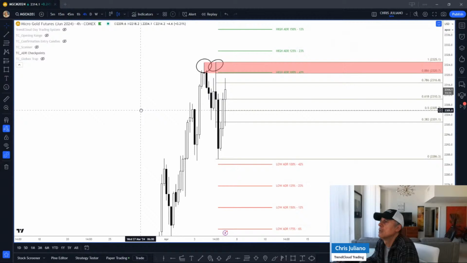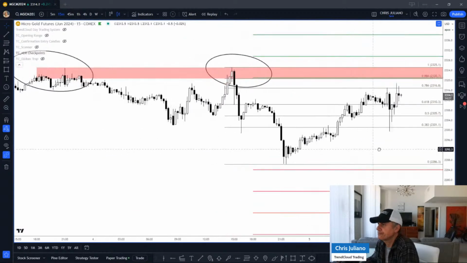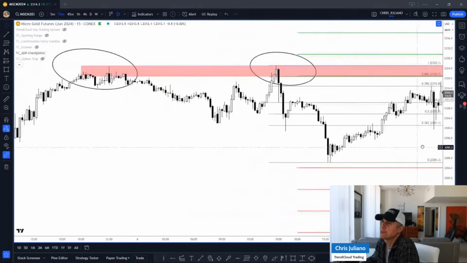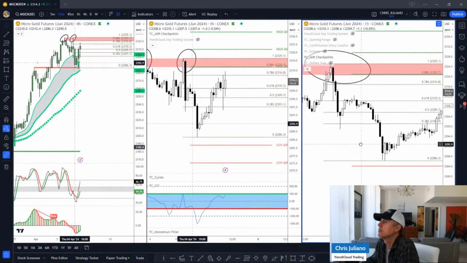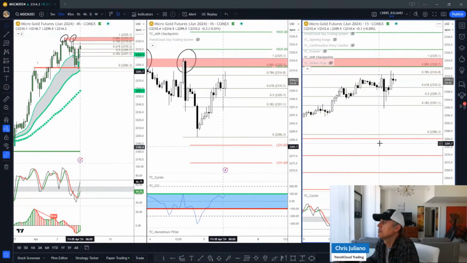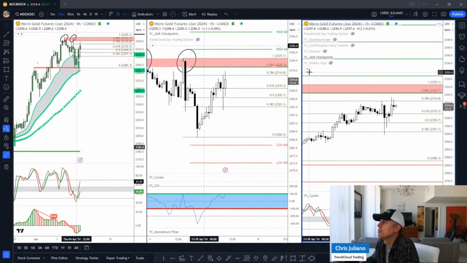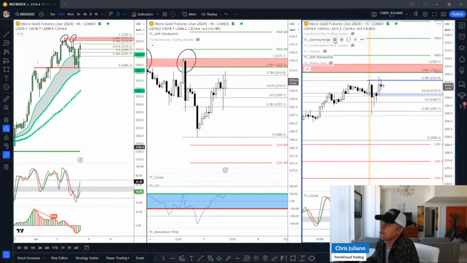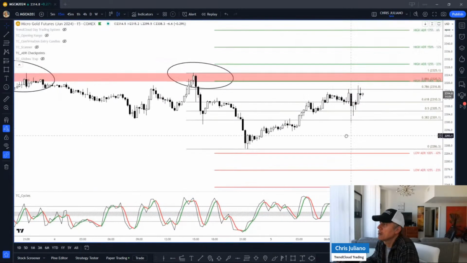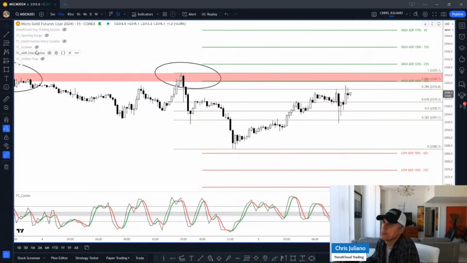Okay. Go back to the 15-minute. That's what it looks like on the 15-minute chart. And then we can add our opening range. Look at where the opening range is. See how we're stacking everything, Gary? We're just stacking everything on top.